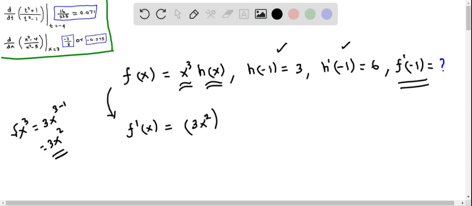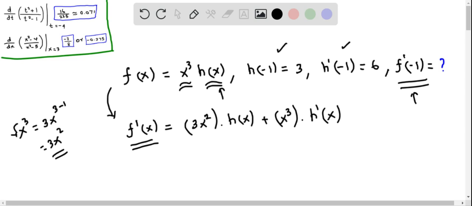So that's why I have put 3x squared here, multiplied with the second function, that is h of x, plus we then write the first function as it is, and multiply with the derivative of the second function, which is h prime of x. Now we have determined this f prime of x, but since we want to find f prime of negative 1, we replace x by negative 1 in this derivative.